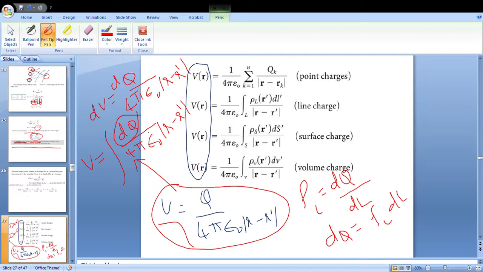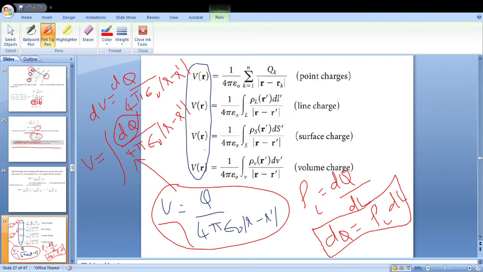Now this dq we can get as different expressions for different charge distributions. For line charge, what did we get here? dq is equal to rho l into dl, right? I'll simply substitute dq as rho l into dl. This is the equation you get for line charge. This rho l of r dash is nothing but the line charge density at this particular point r dash, that is why it is written as a function, right?